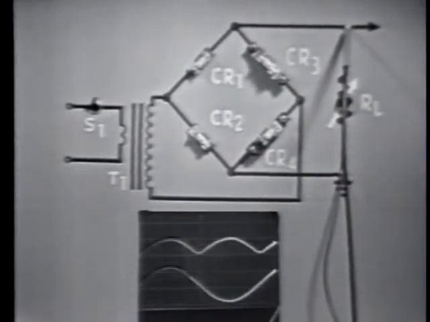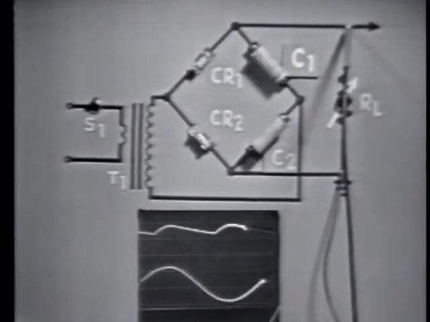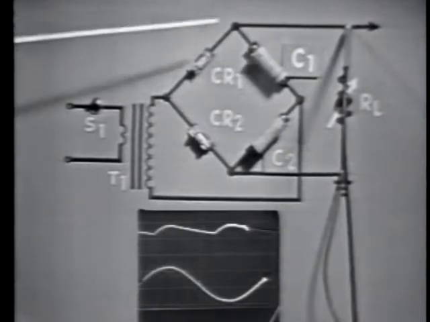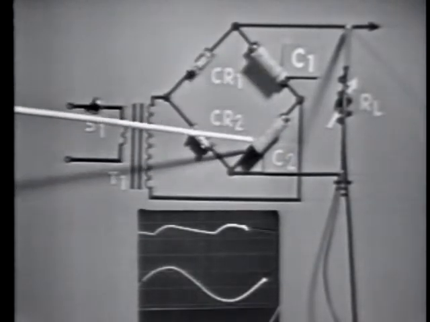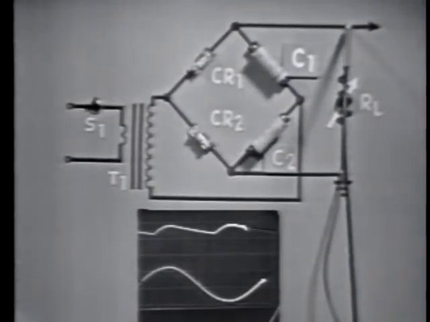Okay, now let's change this circuit slightly. We've removed CR3 and CR4 from the bridge circuit and substituted 2 capacitors. Notice that the peak output voltage of the circuit has increased to nearly twice that of the bridge. So what we've accomplished by placing these 2 capacitors in series, C1 and C2, is change the operation of the circuit from a bridge rectifier to a voltage doubler.